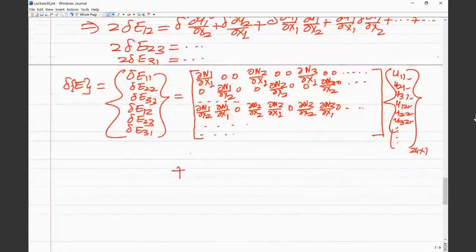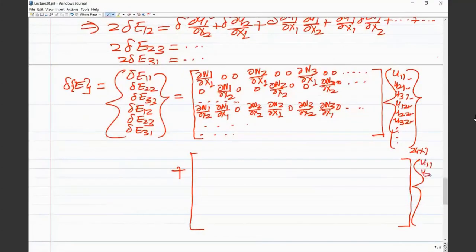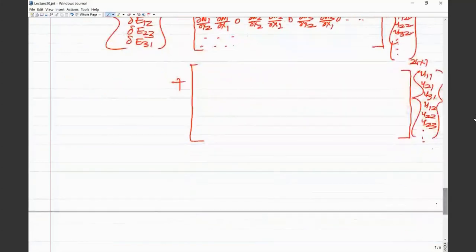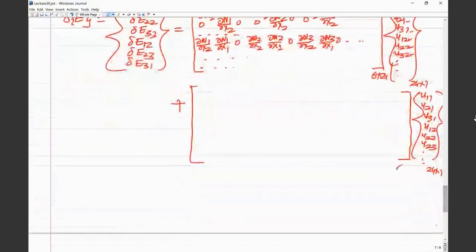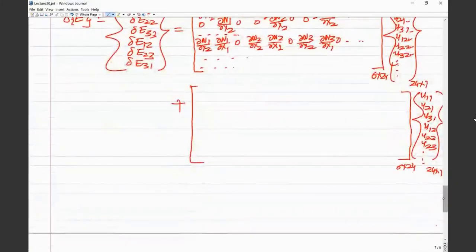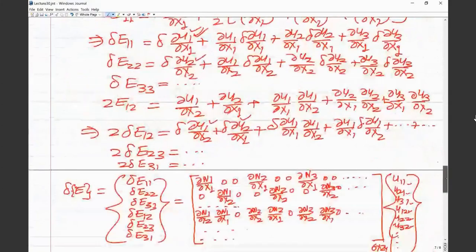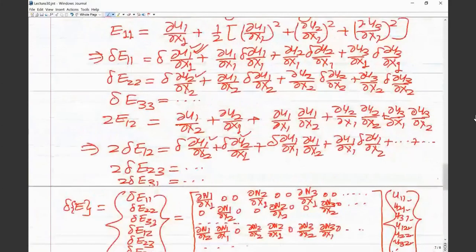Plus, we will have the second part coming from the nonlinear. So now if you look at the nonlinear part, the degrees of freedom are the same. Now that is u11, u21, u31, and u12, u22, u32, and so on. So this is the vector of elemental degrees of freedom. This is also going to be 24 by 1. And of course, this matrix is 6 by 24. And this matrix will also be 6 by 24.